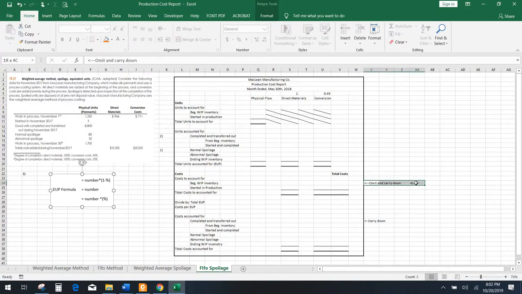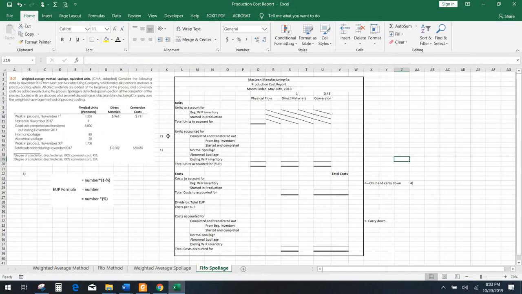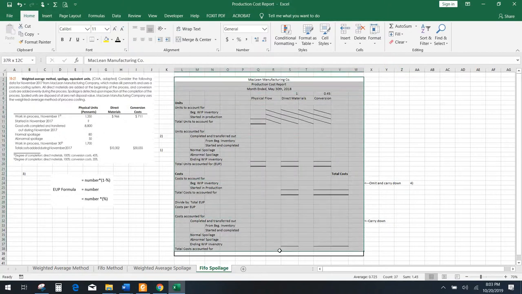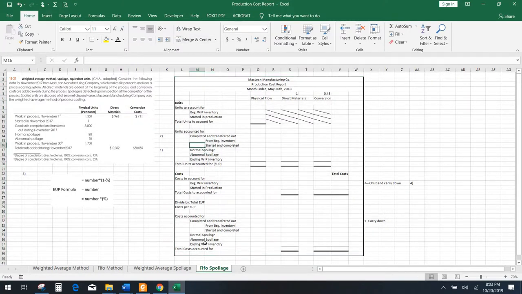And the fourth change is when computing the cost per EUP, you must omit this beginning work in process inventory line and carry it down to the bottom rather than including it in your calculation for the cost per EUP. So I'll go through this problem and I'll try to highlight all the changes that we're doing because this is the most difficult problem. So the first thing to do is get your format down. You have to know that this is the most complicated problem and it has all of these changes. So you'll have to know how to create the worksheet.